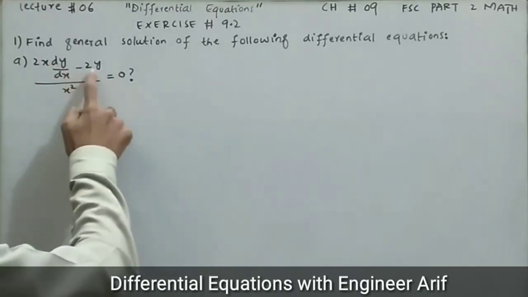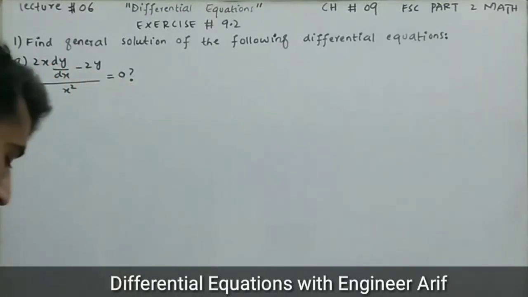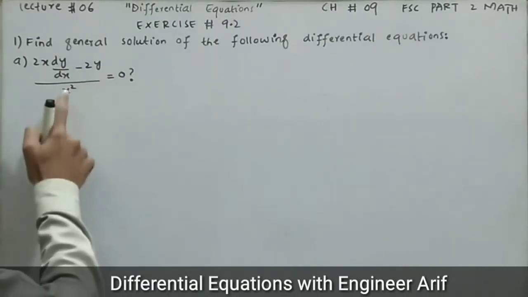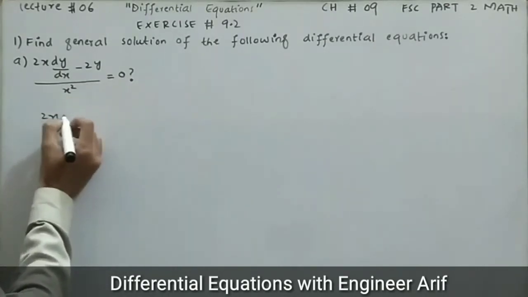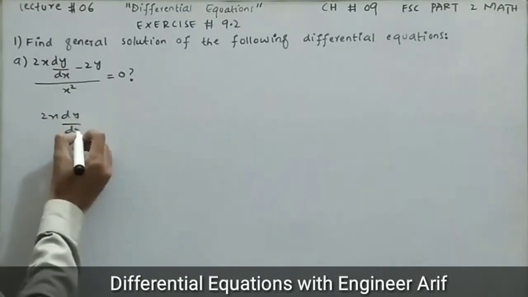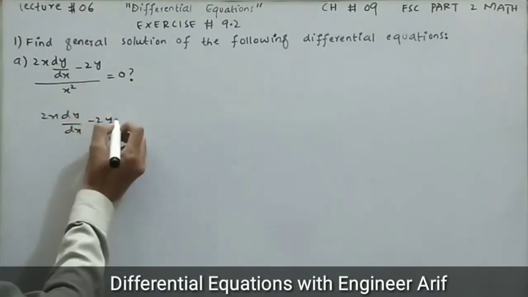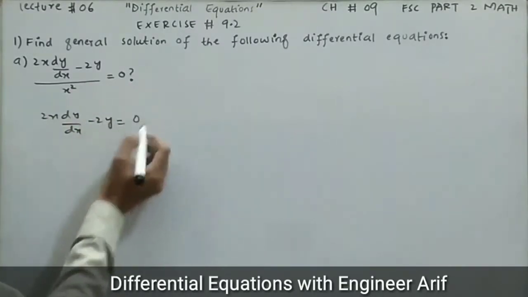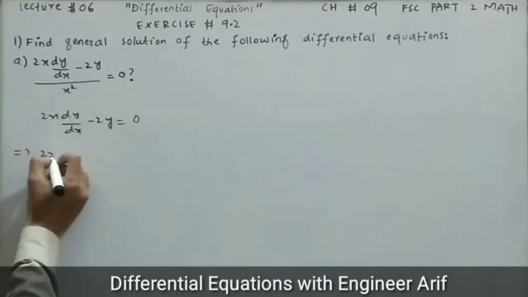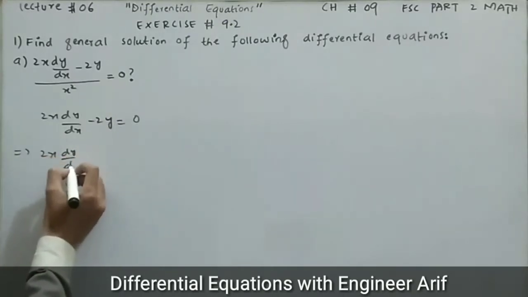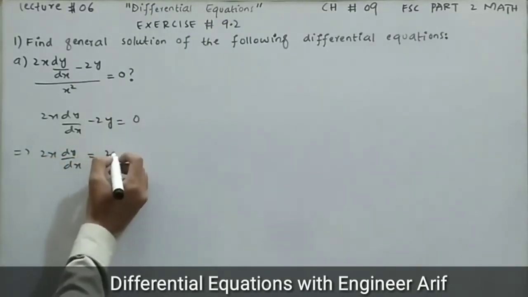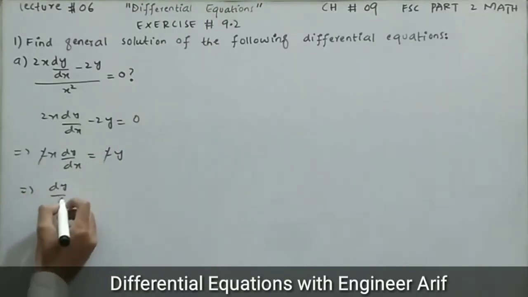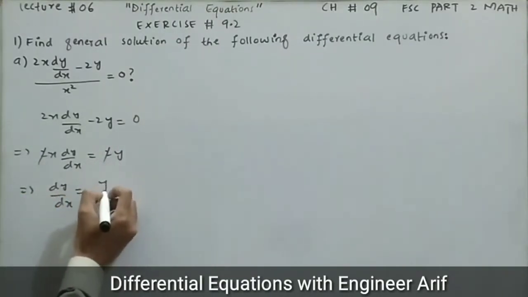2x dy over dx minus 2y divided by x square is equal to 0. So we are going to generate the general solution for this differential equation. Shift x square on the right hand side, so it becomes 2x dy over dx minus 2y is equal to 0 multiplied by x square, which will give us 0. Now shift minus 2y on the right hand side, so it becomes 2x dy over dx is equal to 2y. So 2 cancels out with 2, and we are left with dy over dx is equal to y divided by x.